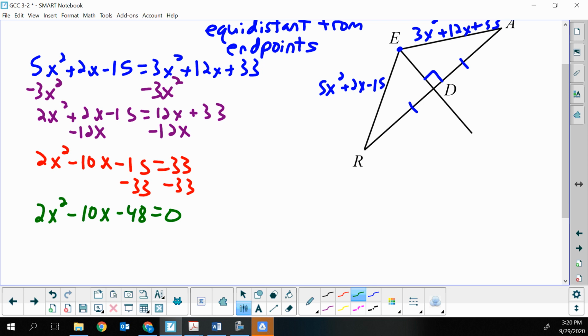Well, if possible, we want a 1 in front of the x squared, not a 2. Notice everything is divisible by 2. So we can divide a 2 out of all those, which will give us x squared minus 5x minus 24 equals 0.